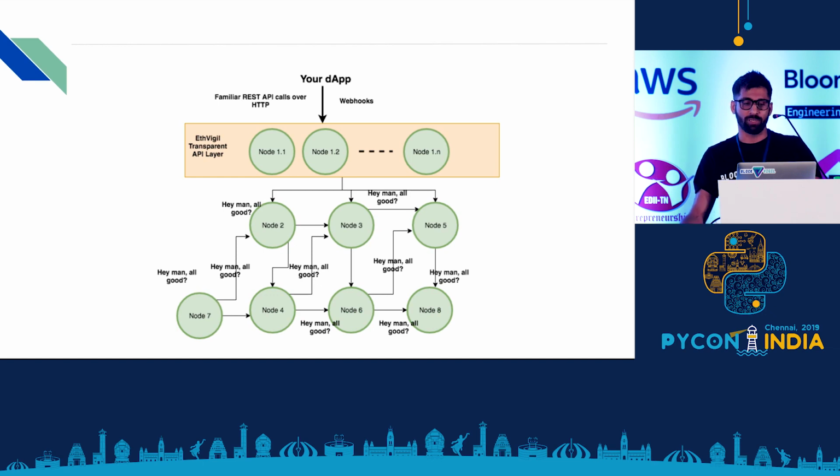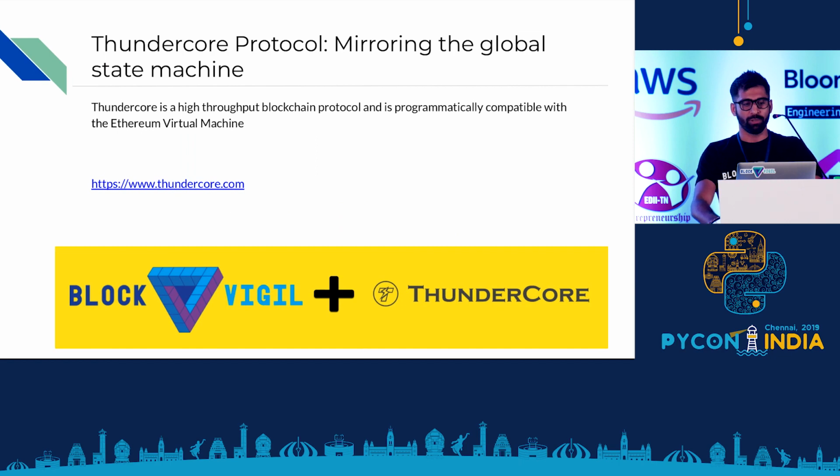Schematically, your application will look something like this. It's a transparent API layer. You talk and make usual API calls over HTTP. You've got webhooks, WebSockets, the whole gamut of integration with Zapier. It's already a mature ecosystem. I don't need to go into that.